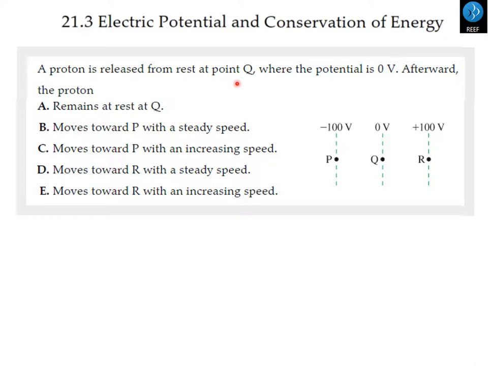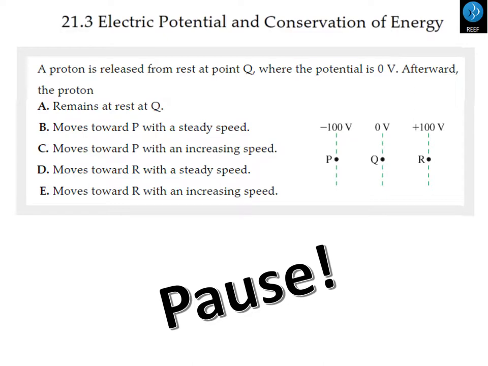A proton is released from point Q, right here in the center, where the potential is 0 volts. The question is, what will it do? Is it going to stay there? Is it going to go to point R? Is it going to come to point P? And is it going to go at a steady speed, or is it going to move with increasing speed? Remember that in gravity, if you let something fall, it will fall down to places where the potential energy is less. So at this point, please pause, think, and answer.